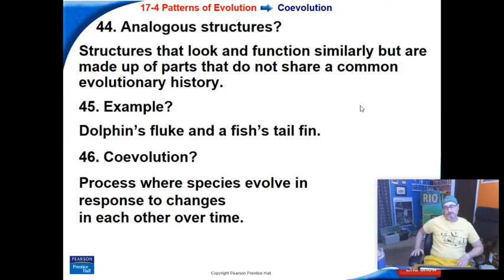Coevolution: co means together. This is a process where species evolve in response to changes in one another over time. A great example of this that's provided in the textbook is the shape of a hummingbird's beak and the actual shape of the flower that they insert that beak into to get nectar and sugar. If the structure of the flower is changing over time, that might lead to changes in the actual structure of the hummingbird's beak over time, resulting in the changes that are coming from the flower.